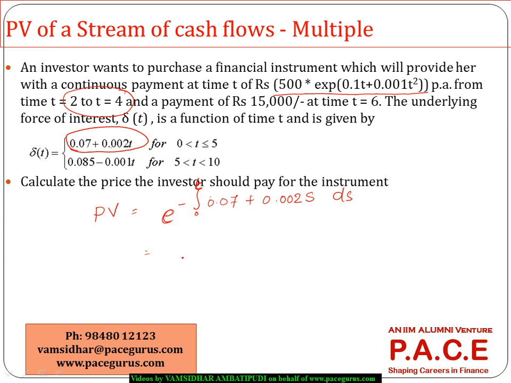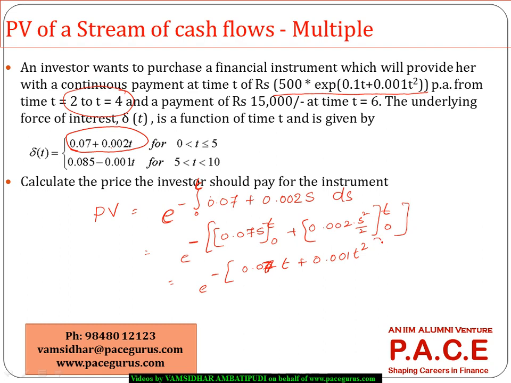So we can find the present value factor: e power minus 0.07 s integrated between 0 and t, and similarly 0.002 s squared by 2 integrated between 0 and t. So the present value factor becomes e power minus (0.07t plus 0.001 t squared).